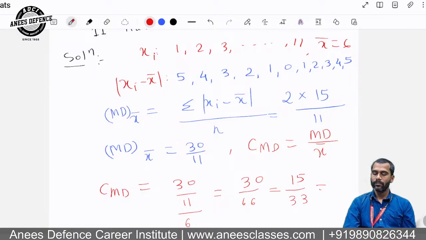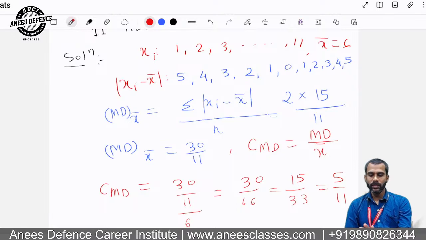And one more time. 5 by 11. Yes or no? Is there any doubt? No. Understood. Very easy. Now we'll take the third point. I hope this example is sufficient to understand mean deviation, how to find out. Yes or no? For frequency as well, directly you need to apply the formula. Yes or no? Okay. Shall we move ahead?